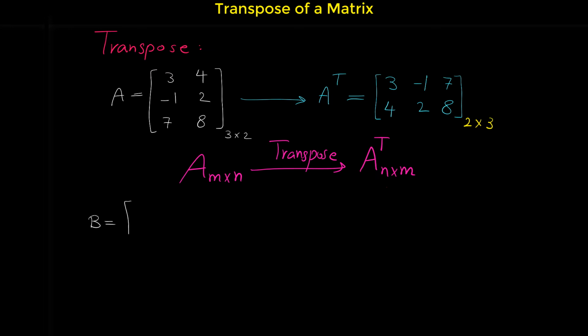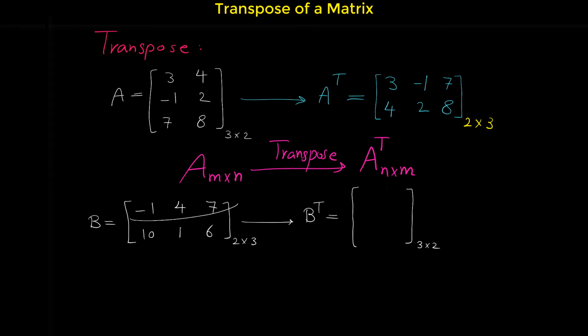Consider this matrix: -1, 4, 7, 10, 1, 6. The transpose of this matrix is a 3 by 2 matrix because the original matrix is 2 by 3. We make this first row, first column for this new matrix, and the second row, the second column here. So as you can see, finding the transpose of a matrix is really simple. Let me show you another example.